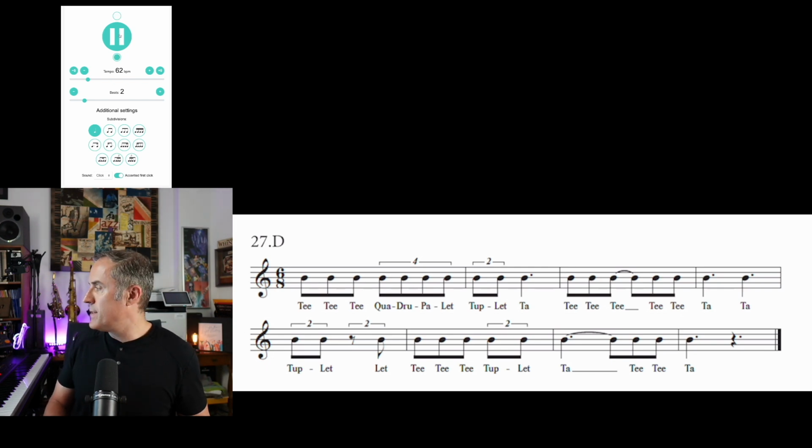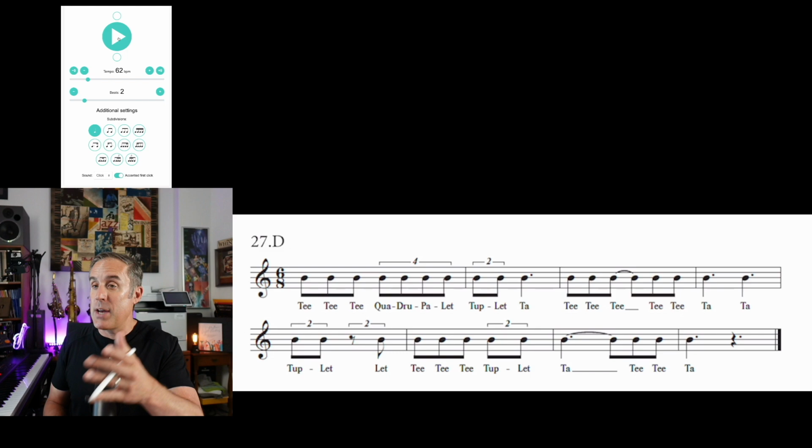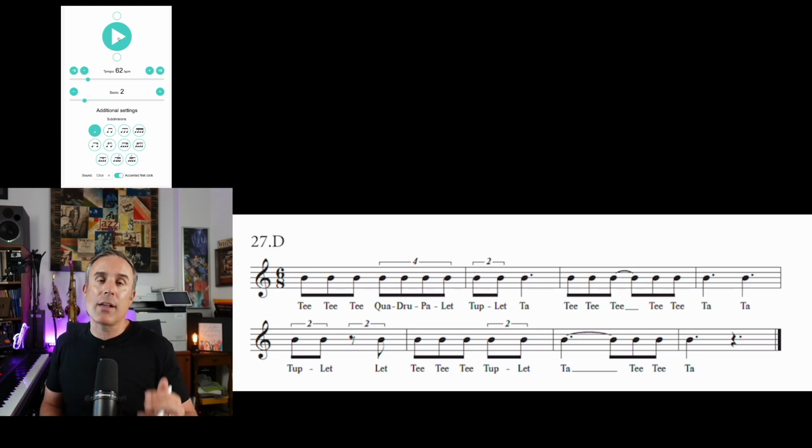All right, there it is. Let's stop the metronome. Okay, you could probably hear those quadruplets sounding like 16th notes. That's a really fun thing to say. All right, we need to know if we did this right. How do we find out? We go to my website, we find the MP3 for exercise 27D and check that way. Let's go find that MP3 right now.